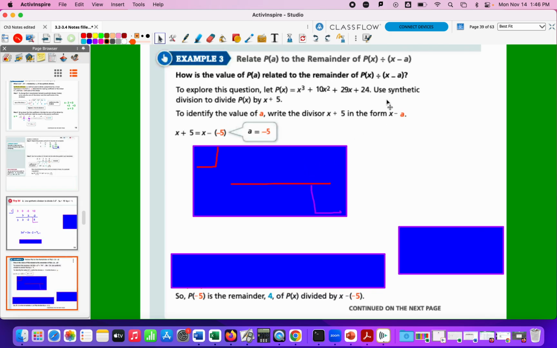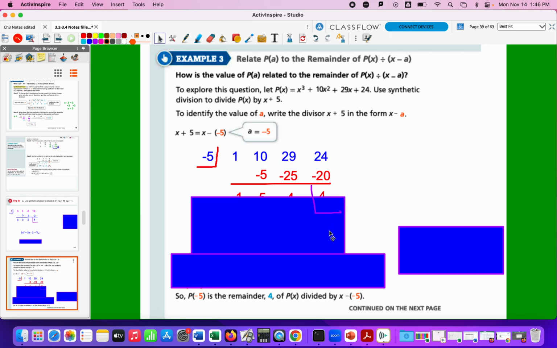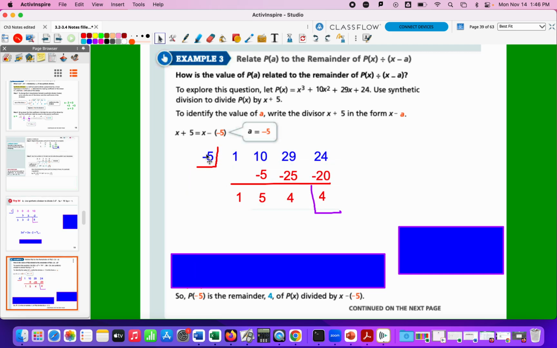Here's a couple other tips we can do with this. So, for example, let's take this polynomial. Let's do our synthetic division, dividing by x plus 5. So when I set it up, I'm just going to get rid of this. It'll be a negative 5 over here. So I put the 1, the 10, the 29, 24, no missing values here.